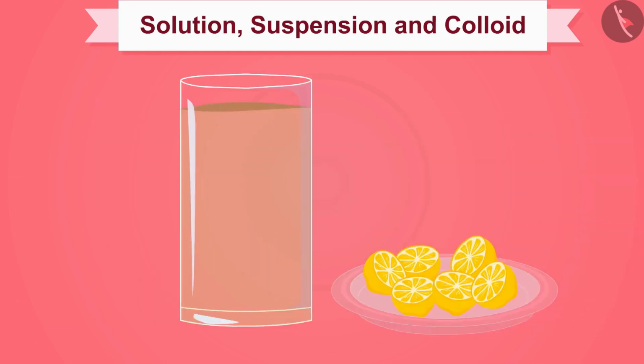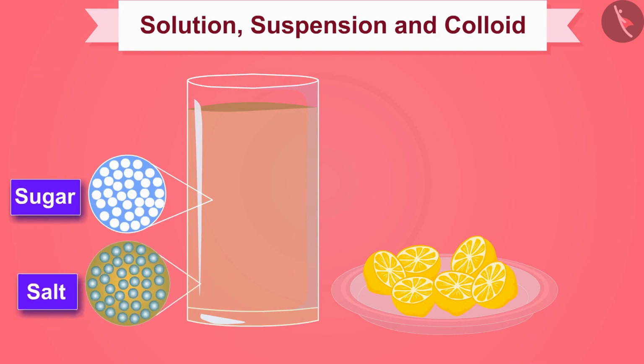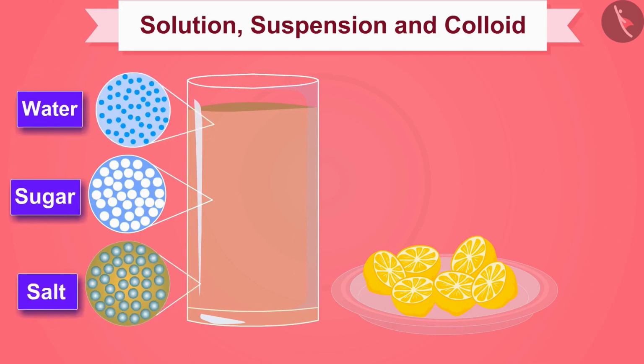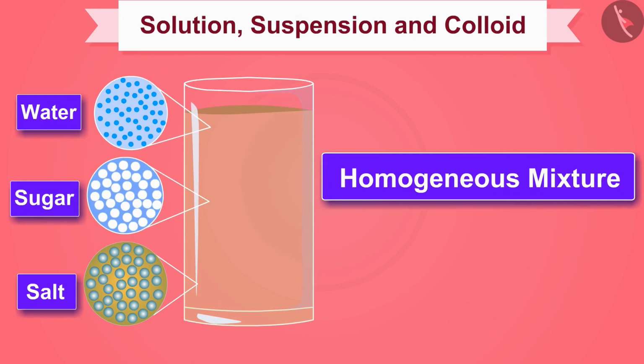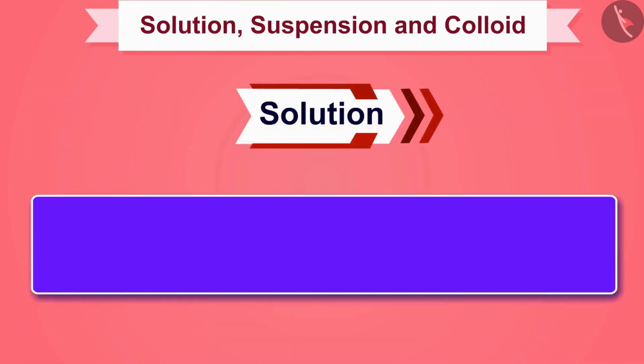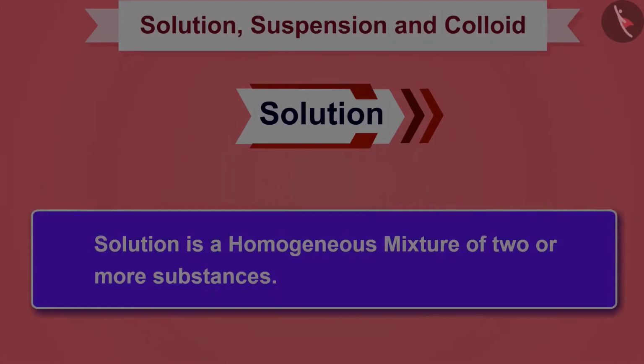Do you like to drink lemon water? Lemon water is an example of a solution that consists of sugar and salt particles and water particles. And because it has the same texture, it is a homogeneous mixture. From this example, we can say that a solution is a homogeneous mixture of two or more substances.